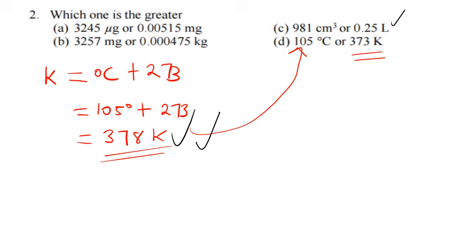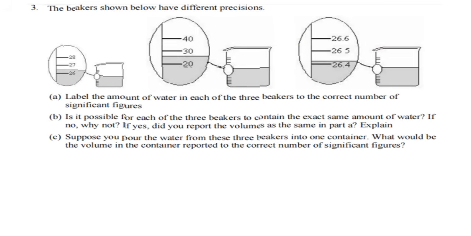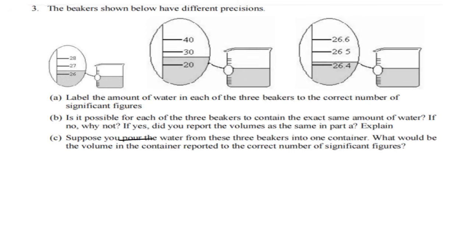We come to question number 3. Now we are told that the beakers shown below have different precisions. Then label the amount of water in each of the 3 beakers to the correct number of significant figures. Then is it possible for each of the 3 beakers to contain the exact same amount of water? If no, why not? If yes, did you report the volumes are the same in part A? Explain. Then suppose you pour the water from these 3 beakers into one container, what would be the volume in the container reported to the correct number of significant figures?